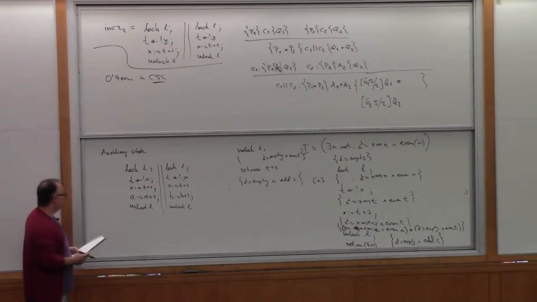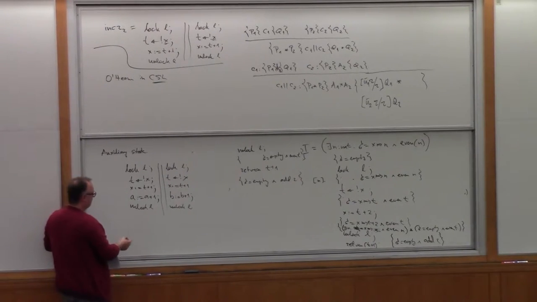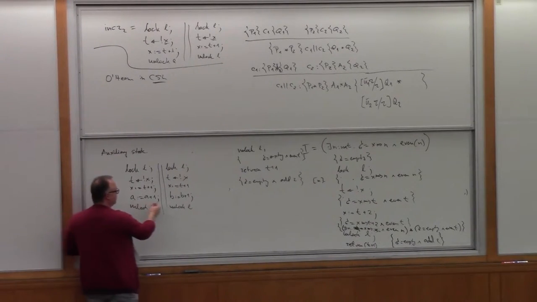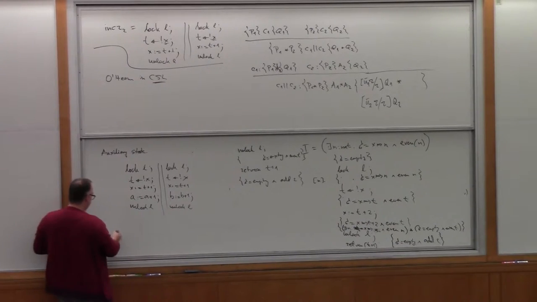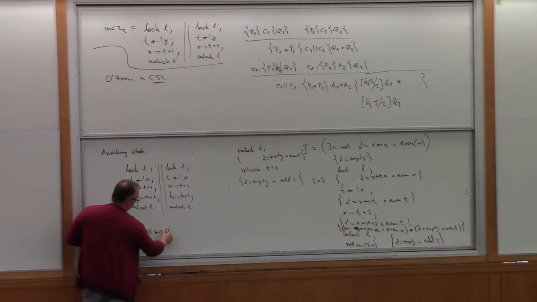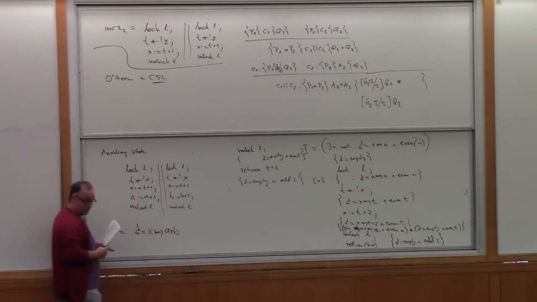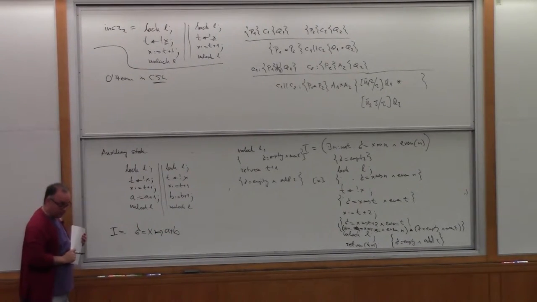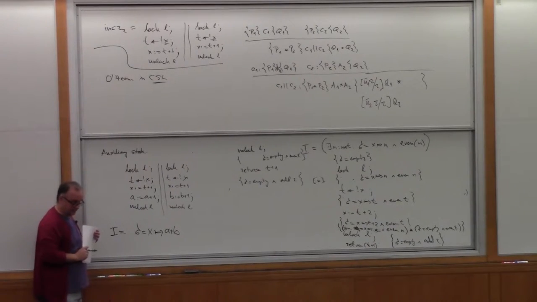Okay. And we modify the resource invariant. Well, the resource invariant can now use these variables a and b. And in particular, the one that we would want for this particular program would be something which says our state consists of a pointer x storing a plus b. So when nobody owns the lock, the contents of x is the sum of a and b.